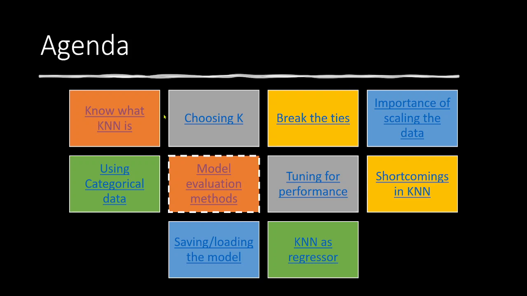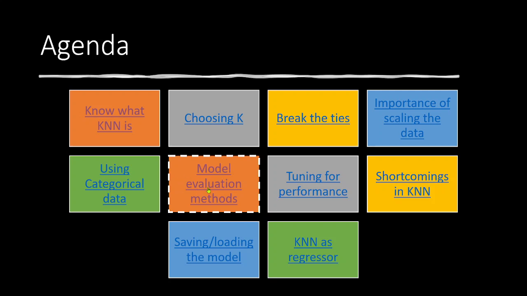In the previous video, we talked about the context of KNN, choosing the right number of neighbors. How do we break the ties when it comes to samples or neighbors at equal distances? How scikit-learn addresses the tie situation. We also saw the importance of scaling in KNN and handling of categorical data and numerical data together.